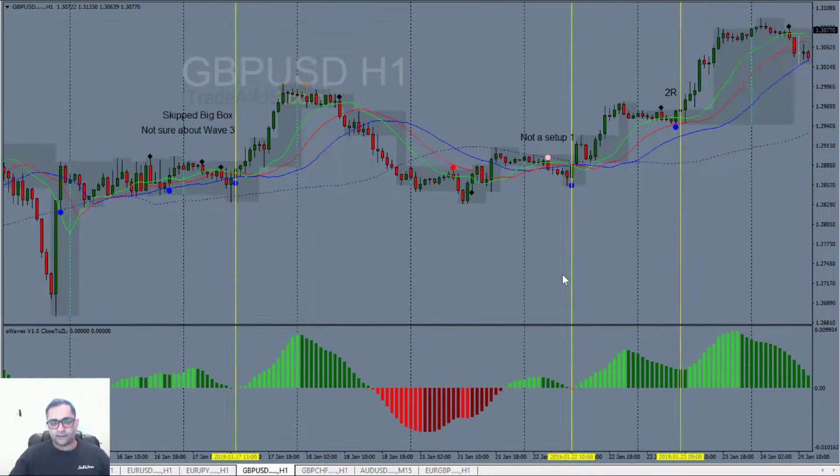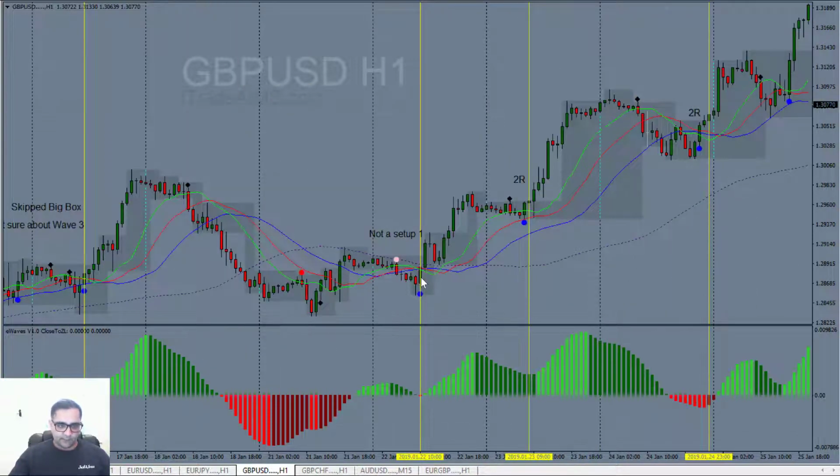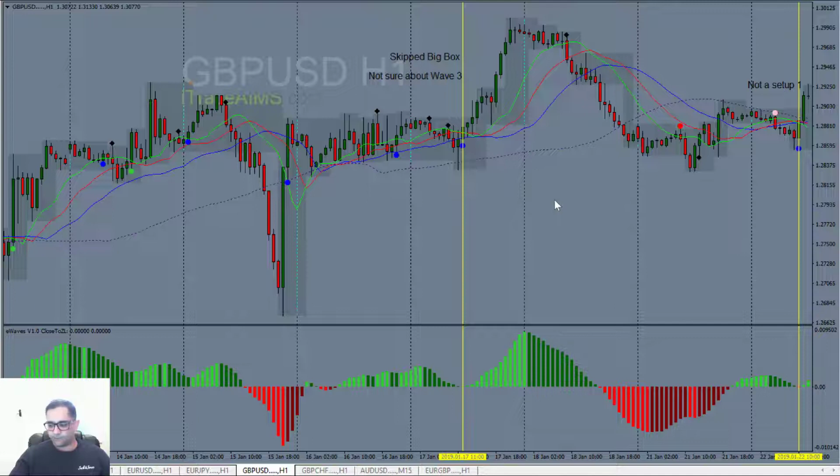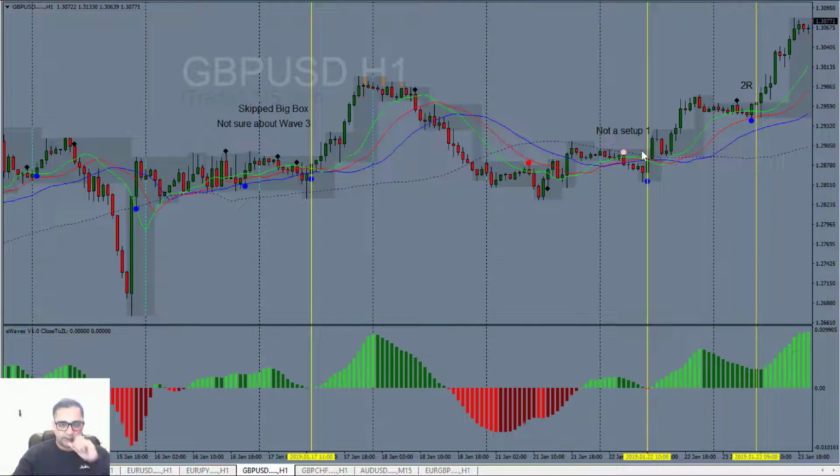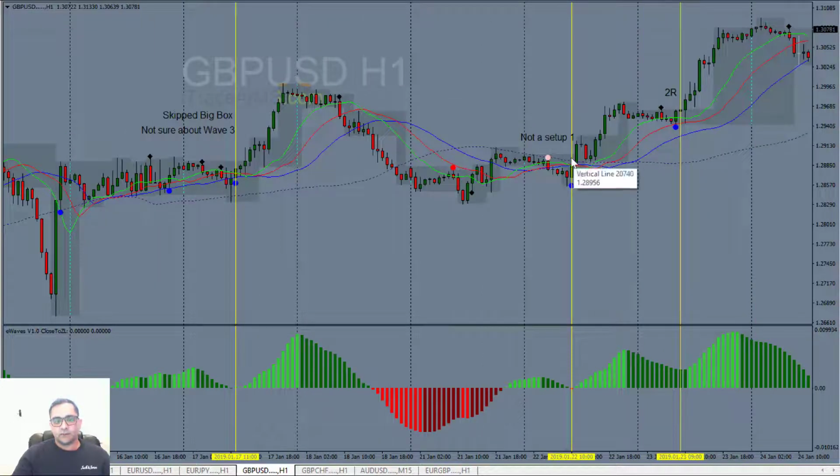So the next one. This one was not taken because it's not a setup 1. What I'm doing is I'm using the scroll on my mouse to go backward and forward, and this was the first setup.